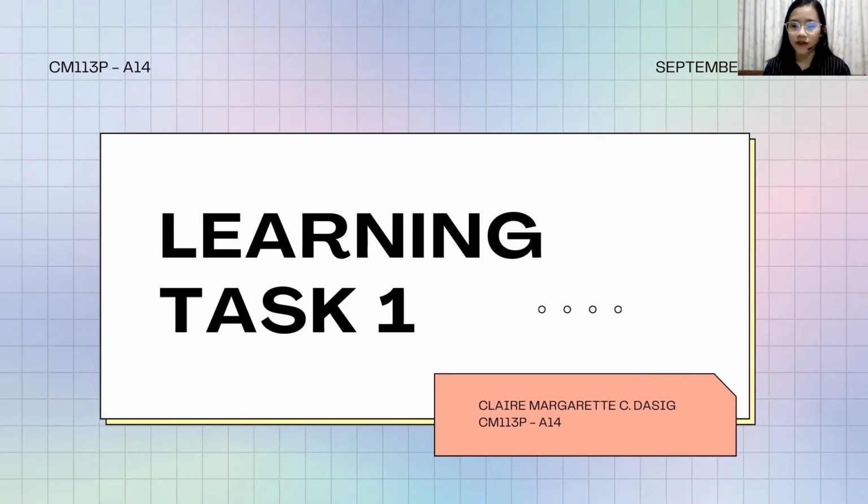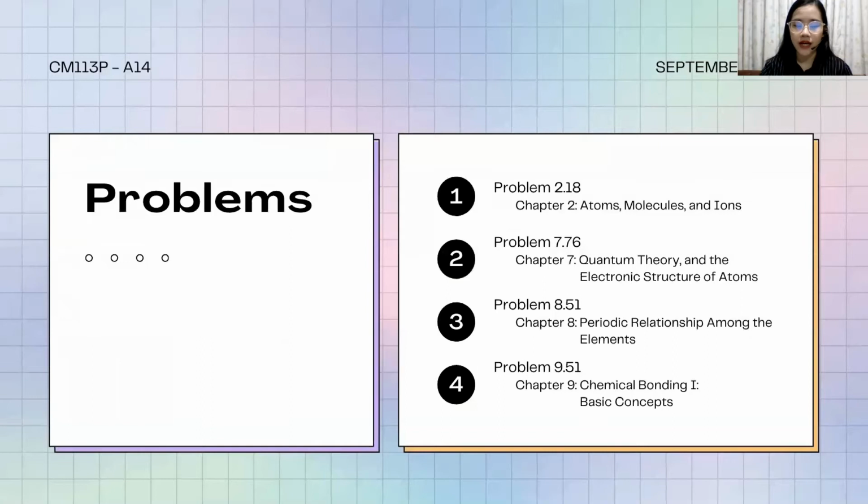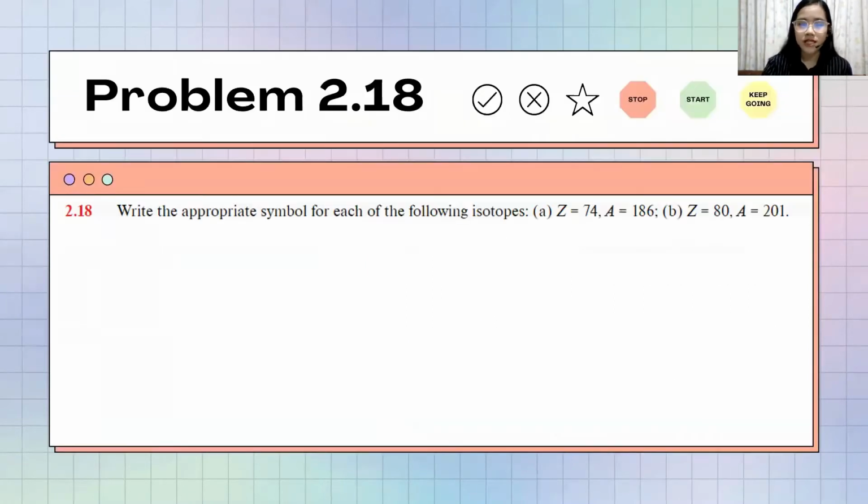Today, I will solve 4 problems regarding atoms, molecules and ions, quantum theory, electronic structure of atoms, periodic relationship among the elements, and the basic concepts of chemical bonding. First, we have here problem 2.18. Write the appropriate symbol for each of the following isotopes.